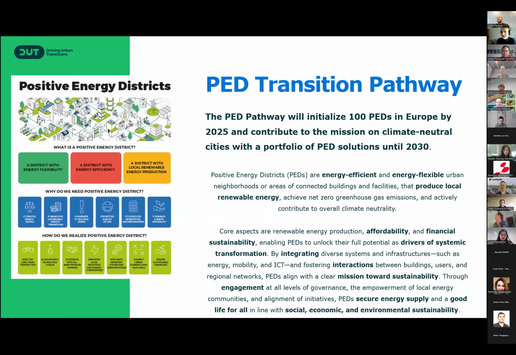A bit about the background and a larger context. The PED pathway within the DUT partnership has a vision to initialize 100 PEDs in Europe by 2025 and contribute to the mission on climate neutral cities with a portfolio of PED solutions until 2030. And we are in 2025 now. So at the PED conference in October, we will, of course, celebrate this halftime goal.